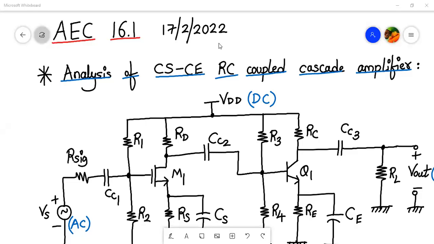Hello everyone, welcome to Analog Electronic Circuits, lecture number 16, part number 1. So today we are going to analyze a common source, common emitter, RC coupled cascade amplifier.